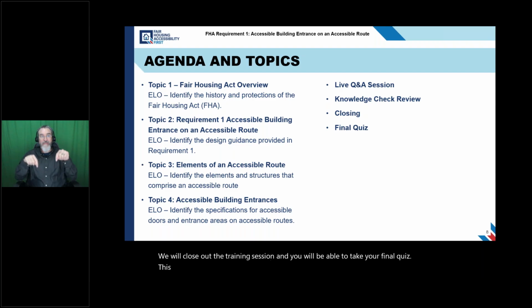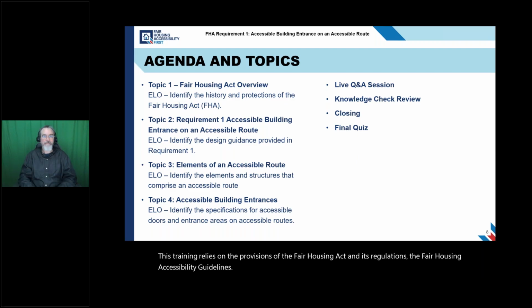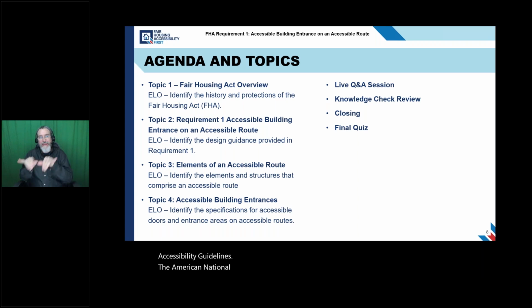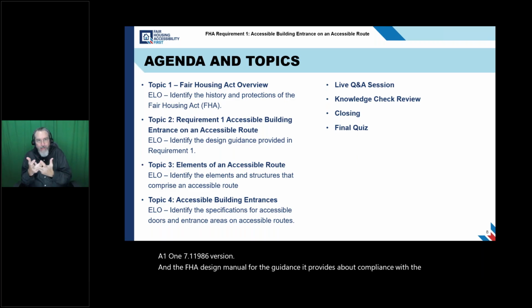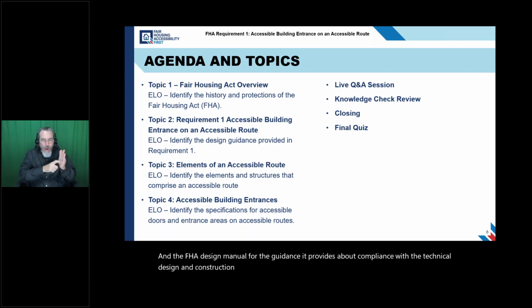This training relies on the provisions of the Fair Housing Act and its regulations, the Fair Housing Accessibility Guidelines, the American National Standards Institute, also known as ANSI, A-N-S-I, A117.1, 1986 version, and the FHA Design Manual for the guidance it provides about compliance with the technical design and construction requirements in the Act.